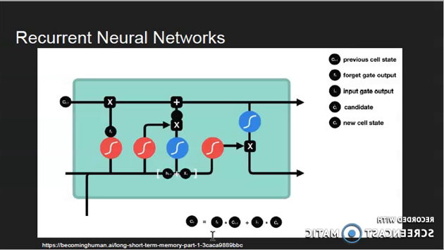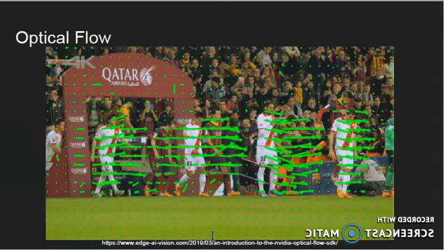And if they use optical flow, the performance gets better. Optical flow is about recording the movement in a video over time. As we can see here, the green dots provide the optical flow.